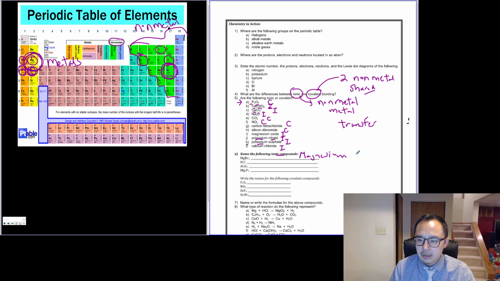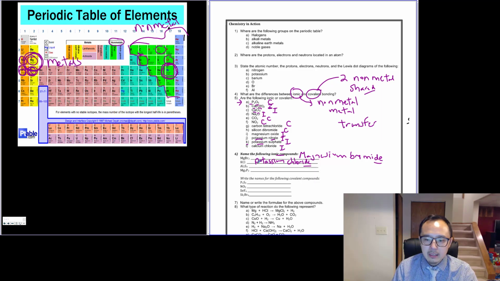My pen doesn't really work here. Bromide. So this is your magnesium bromide. I'm just going really slow. And then the next one is KCl. Potassium is over here, and Cl is over here. So this is, again, your potassium chloride. Notice that all the endings contain the IDE ending, just like your bromide.